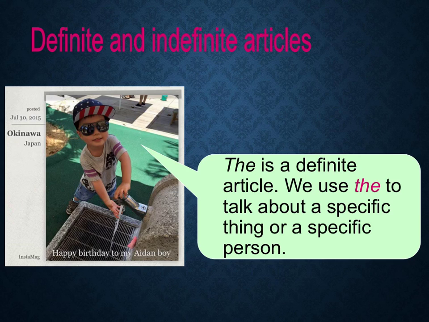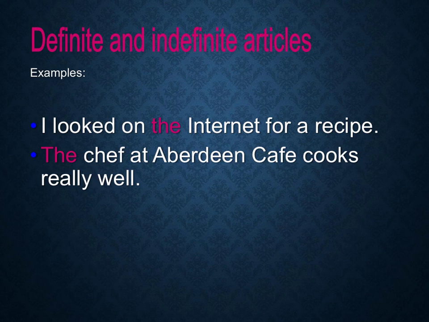Alright, the, on the other hand, is a definite article, so we use the to talk about a specific thing or a specific person. For example, we say, I look on the internet for a recipe, or the chef at Aberdeen Cafe cooks really well. Okay, so we're talking about the specific thing. That chef in Aberdeen Cafe is not one chef, any chef, but that chef in Aberdeen Cafe cooks very well. And also internet, that's only one internet, so the internet for the recipe.